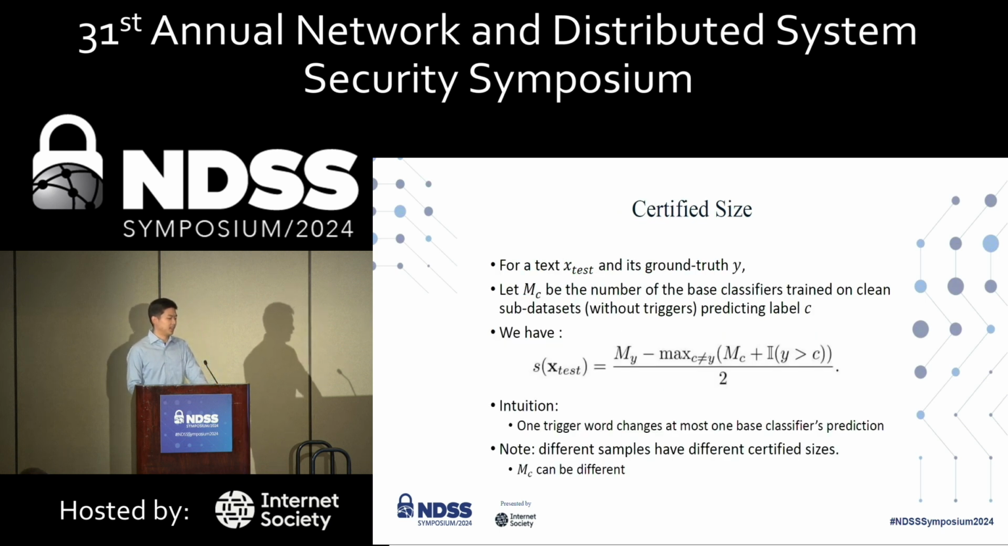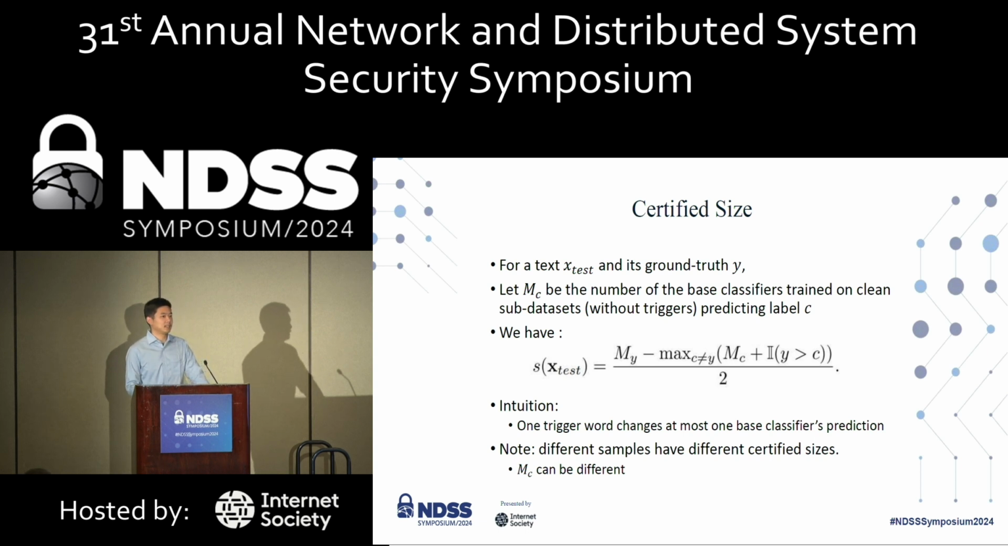For a text and its ground truth label y, let MC be the number of base classifiers trained on the clean subdataset predicting label C. We can use this formula to calculate the certified size. You can find the full proof in our paper. Here I just provide a straightforward intuition.